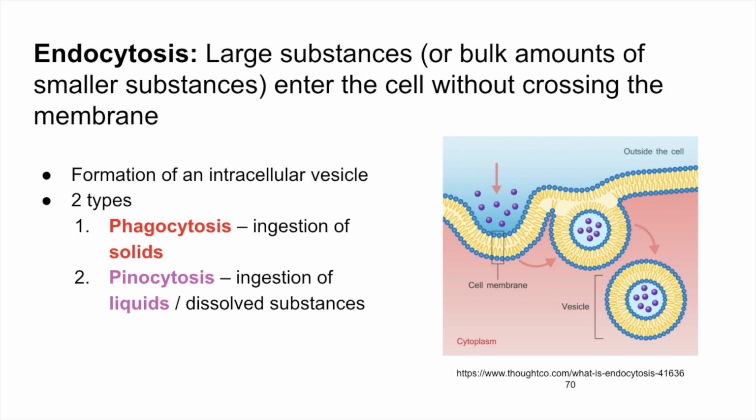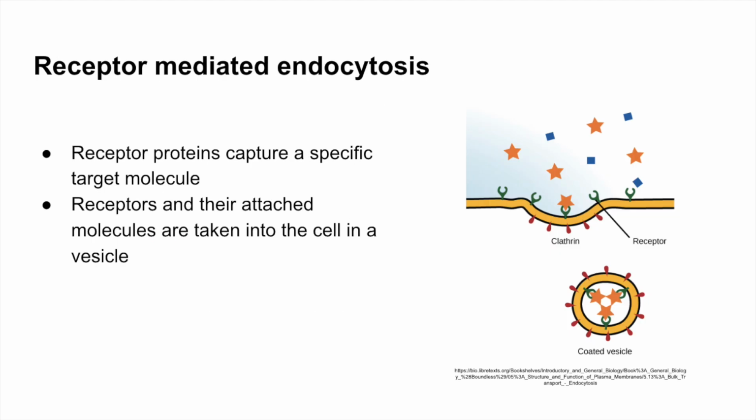If receptor proteins are used, the process becomes known as receptor-mediated endocytosis. In this process, receptor proteins on the cell surface are used to capture a specific target molecule. When receptors bind to their specific target molecule, endocytosis is triggered and the receptors and their attached molecules are taken into the cell in a vesicle. Coat proteins give the vesicle its rounded shape and help it bud off from the membrane.